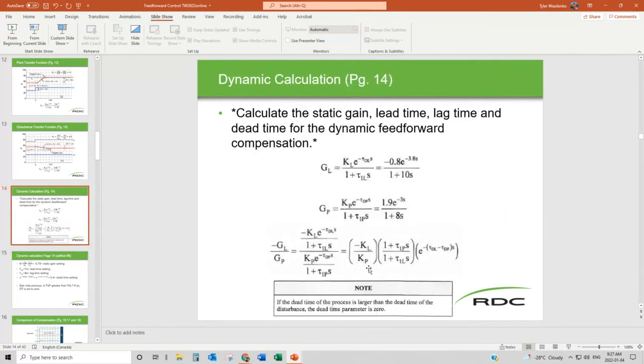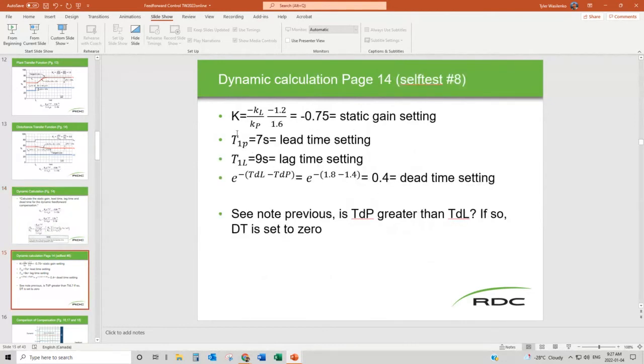We're essentially doing these 3 steps right here in order to find our gain, our lead time, our dead time and our lag time so that we can put them into the feedforward block of our control system. Simple. Our static gain setting is going to be KL over KP. From the example on page 42 or 44 for question number 8, our GL K value is 1.2, our GP K value is 1.6. So KL over KP is 1.2 over 1.6, which gives us a negative 0.75 value for the static gain setting. That would be the answer for the static gain.